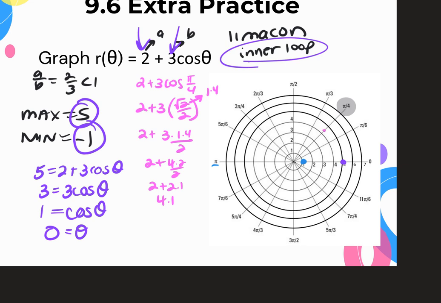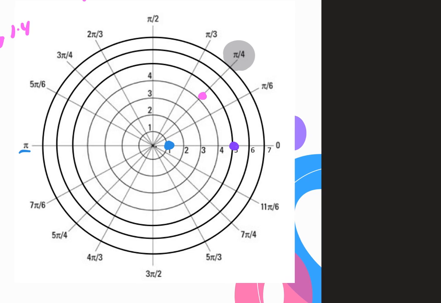So I go past 4, just a smidge, at pi over 4, and I plot a point. Because this is symmetric to the polar axis, which you will also get points thrown at you for, okay? That means it reflects down to the pi over 4 in the 4th quadrant. So 4.1 is also there.